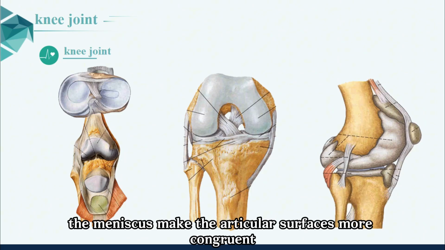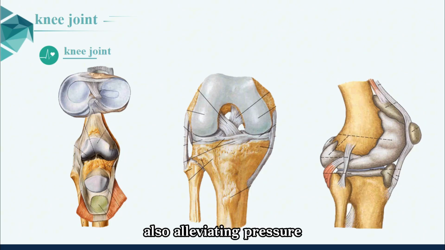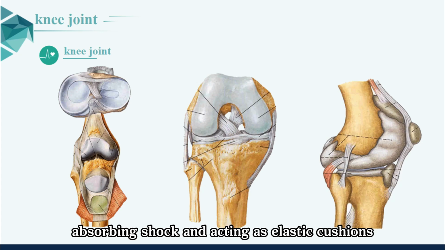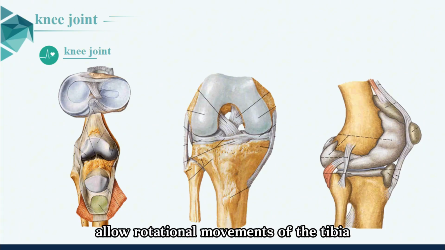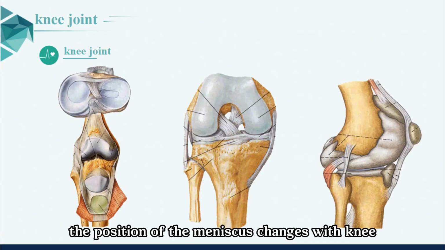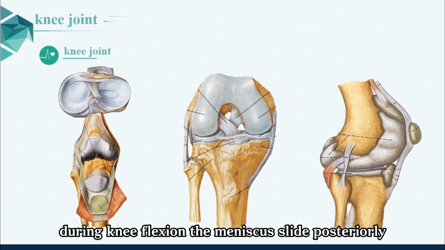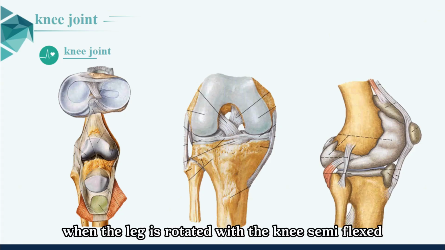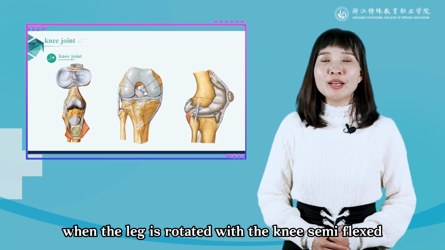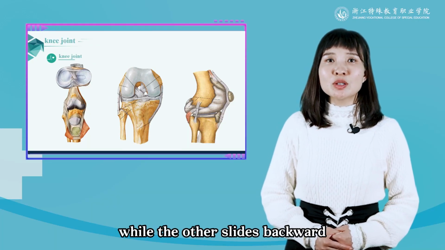The menisci make the articular surfaces more congruent, also alleviating pressure, absorbing shock, and acting as elastic cushions. The menisci also deepen the articular socket and, together with the femoral condyles, allow rotational movements of the tibia. The position of the menisci changes with knee joint movement. During knee flexion, the menisci slide posteriorly. During knee extension, they slide anteriorly. When the leg is rotated with the knee semi-flexed, one meniscus slides forward while the other slides backward.